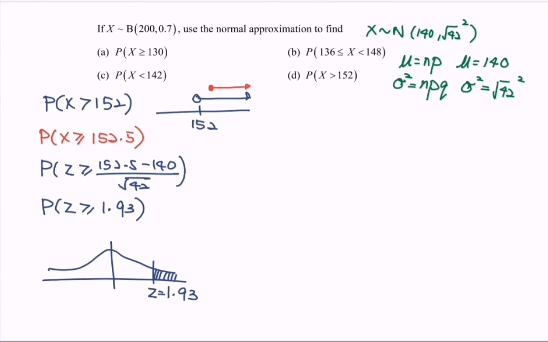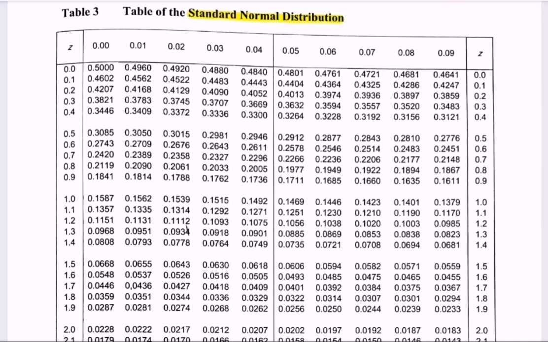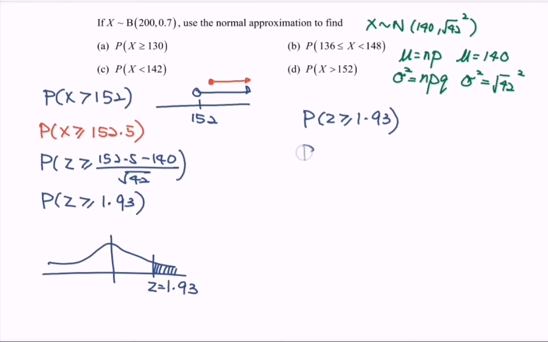So the formula will be z is greater than 1.93. Remember, the sign is not important, meaning that you may write z greater than 1.93, which is the same as z greater than or equal to 1.93. Kindly refer to the table. So here we have the tables of standard normal distribution. We are interested in 1.93, 1.9 and then 0.03. So the answer is 0.0268. So the probability that x is greater than 152 will be 0.0268.